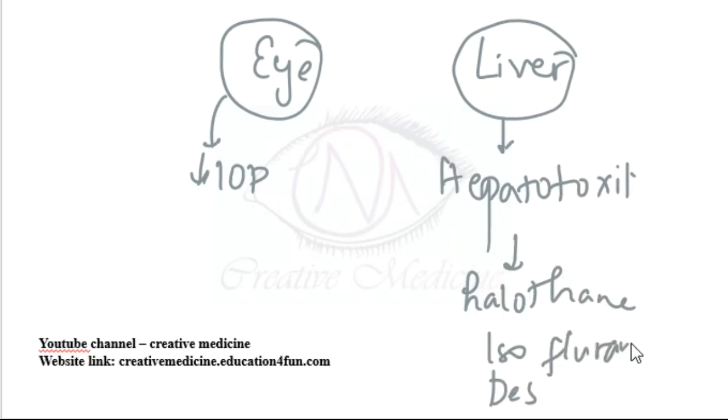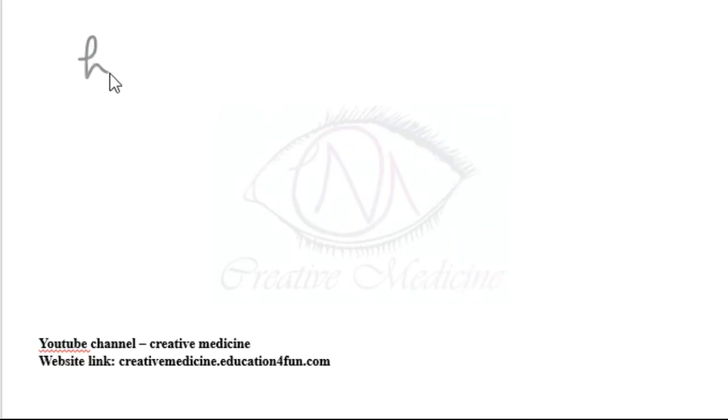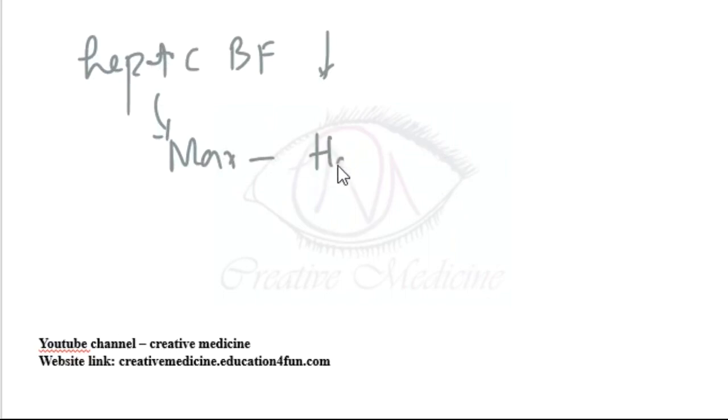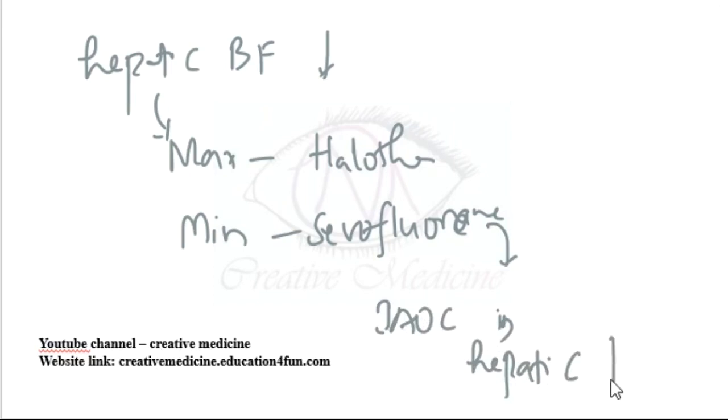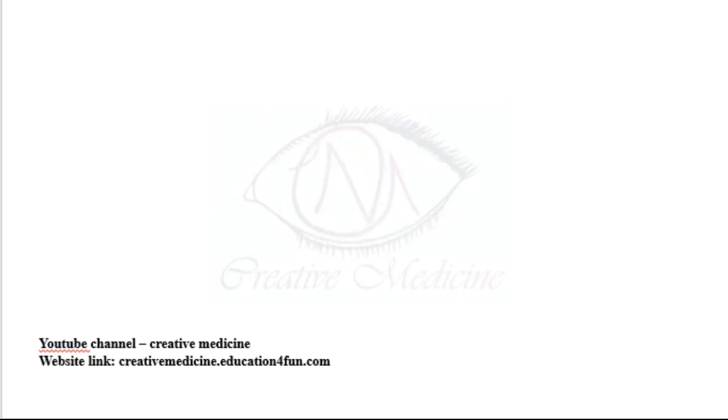Hepatic blood flow, that is the total hepatic blood flow decreases, and maximum decrease in hepatic blood flow is by halothane, whereas minimum decrease in hepatic blood flow is seen in sevoflurane, and thus sevoflurane is the ideal inhalational agent of choice in hepatic patients. Effect of inhalational agents on renal or kidney. So inhalational anesthetic agents will cause nephrotoxicity.